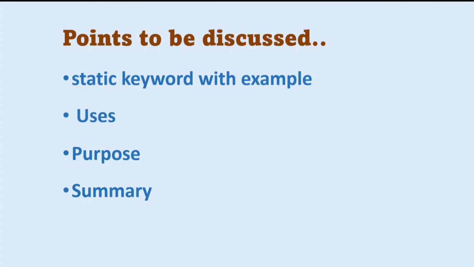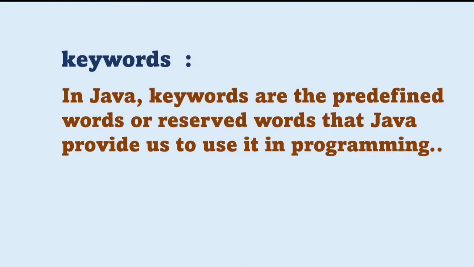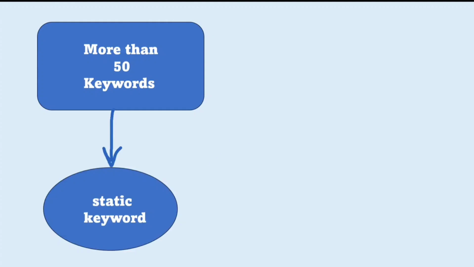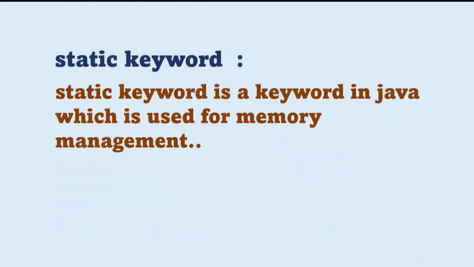Okay. So let's begin. First, let's understand what keywords are. In Java, keywords are predefined words, or we can say reserved words, that Java provides us to use in programming to make programs more efficient. And each keyword has its own meaning and functionality. There are more than 50 keywords in Java and one of them is the static keyword, and the static keyword also has its own meaning and functionality. So the static keyword is a keyword in Java which is used for memory management. How it is used for memory management, I will show you practically further in this video.